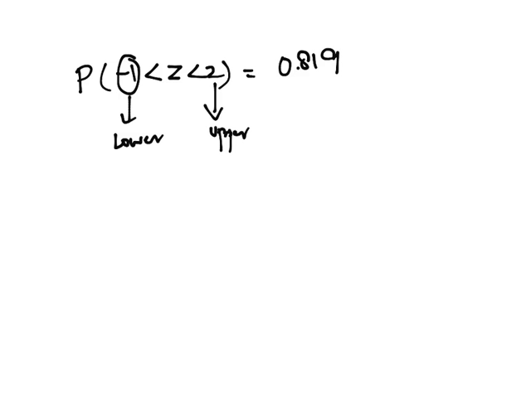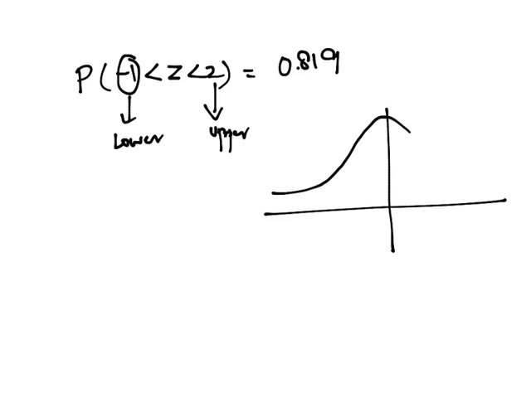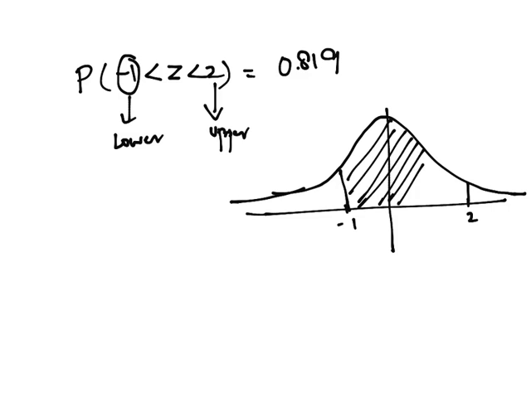So if I have to represent it in the standard normal curve, this is how it looks. This is the curve. Then you have 2 here, you have minus 1 here. So this area is 0.819.